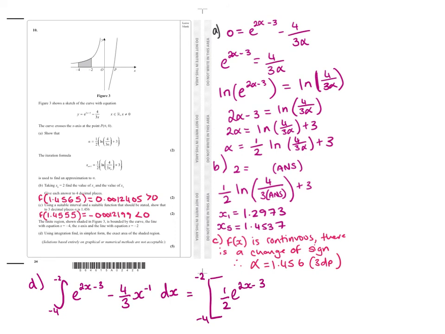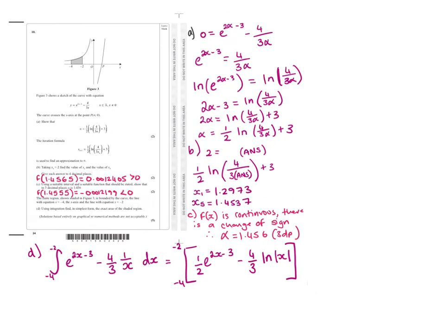Now, I have written this as minus 4 over 3x to the minus 1, but remember, this is out of habit, we are integrating the same as 1 over x. We know when we integrate 1 over x, we get ln x. So we're actually going to get minus 4 over 3 ln of x. And then we need to find that between minus 2 and minus 4.